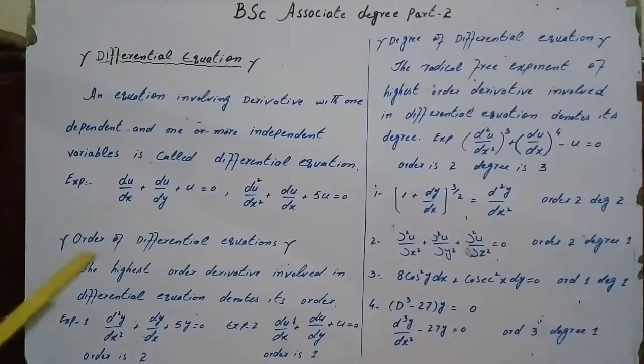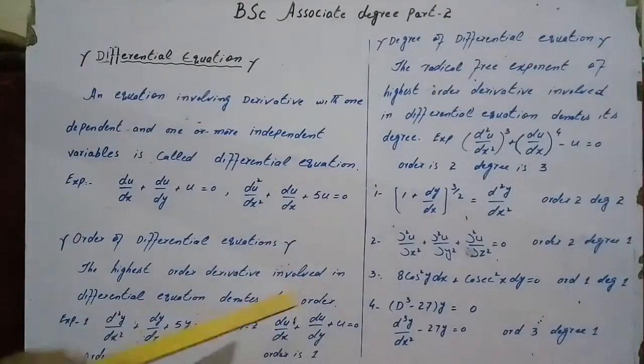Second is order of differential equation. The highest order derivative involved in the differential equation denotes its order. What will be the order of derivative? Here the second derivative is involved. The highest order derivative involved in the differential equation denotes its order. So the order of this differential equation is 2 because here the second order derivative is involved, and that is the highest. The second example is du by dx plus du by dy plus u is equal to 0.